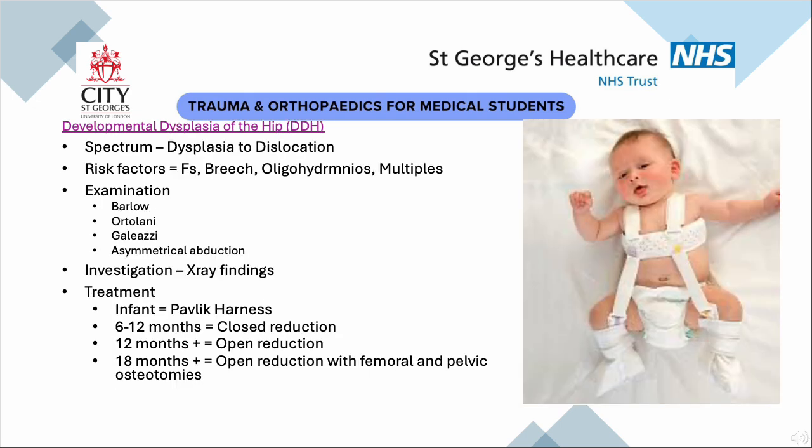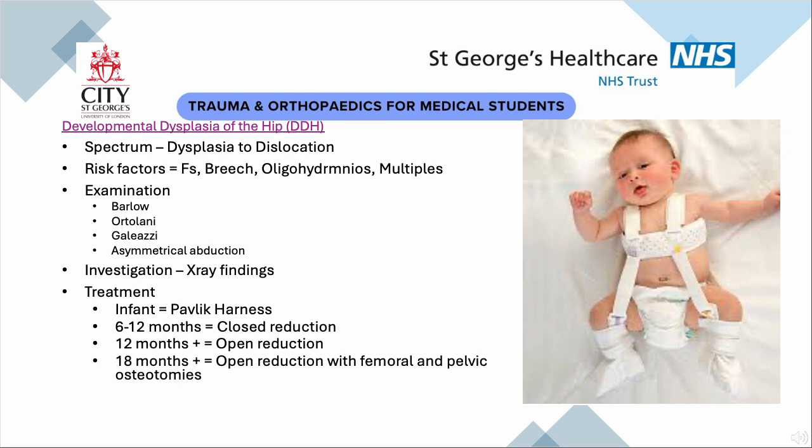So DDH is a spectrum. It can be just a mild dysplasia where the socket is a bit shallow to a full-blown dislocation. And there's various risk factors for DDH. Females tend to get it. There can be a family history, breech presentation, firstborns, multiple births, and it's associated with oligohydramnios.